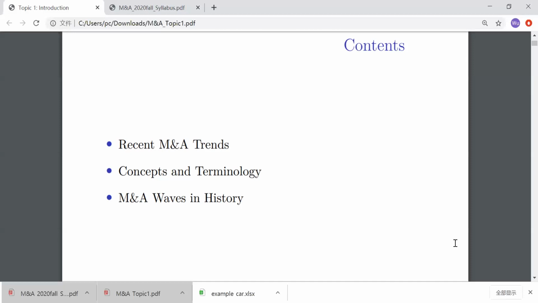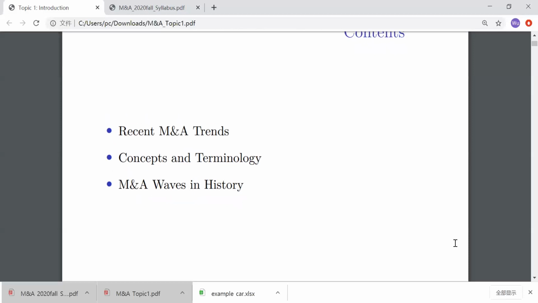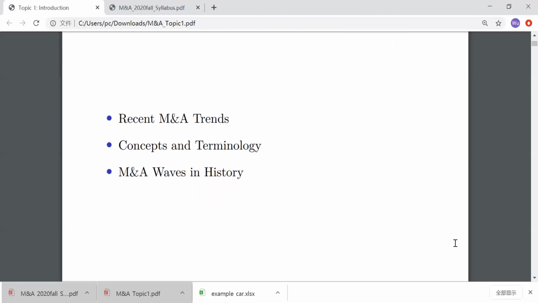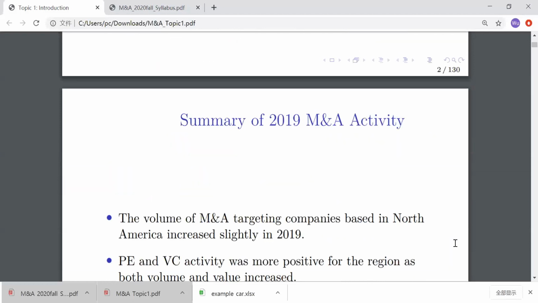So in that sense, merger acquisition activity always has recurring features. For example, consolidation. For example, technology shock. These are the recurring features of M&A activity. So we're gonna talk about what happened in history, and then you know what the fundamental economic reasons are.